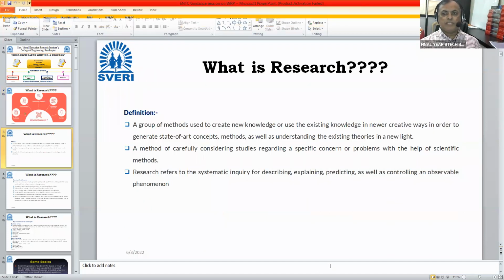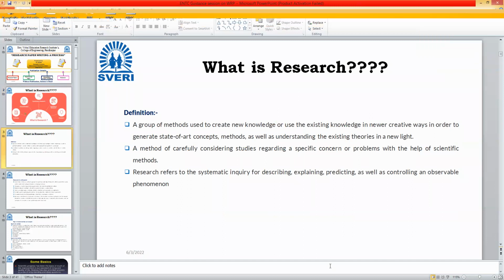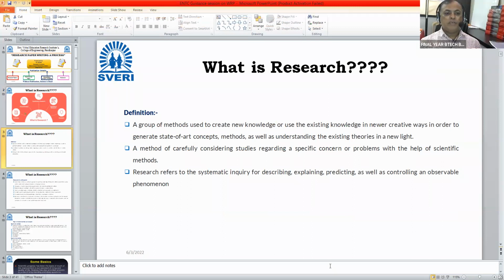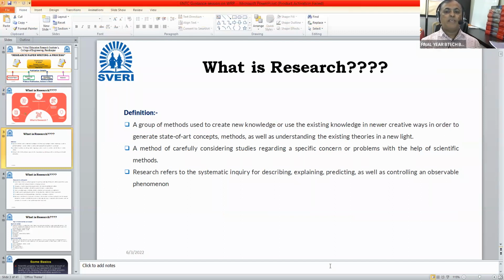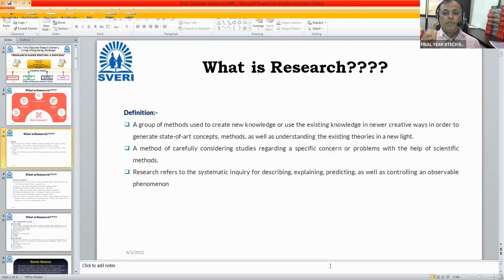Now, what is research? Actually, research is nothing but a creative way in order to generate a state of the art concept, a method, as well as understanding the existing theories in a new light. So where can you do research? You can do research by using the existing knowledge to create something new, to create a method, to create a state of the art concept, as well as understanding the existing theories and putting some new light into it, which is also called research.